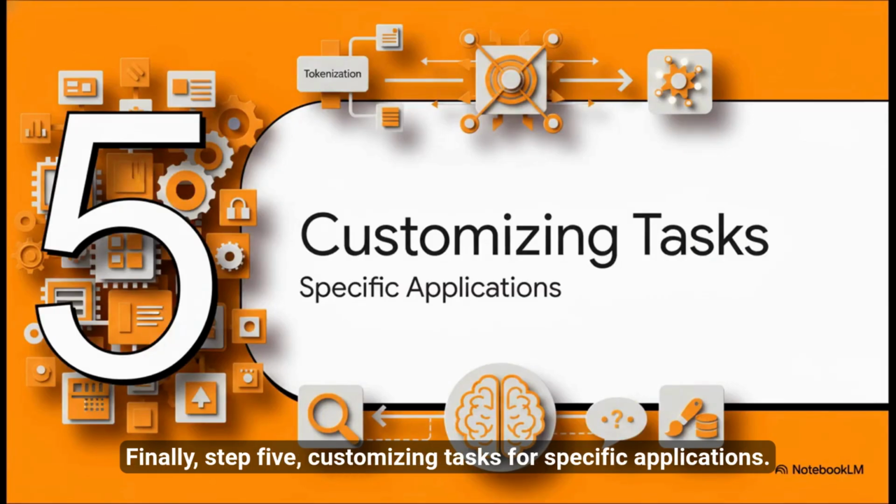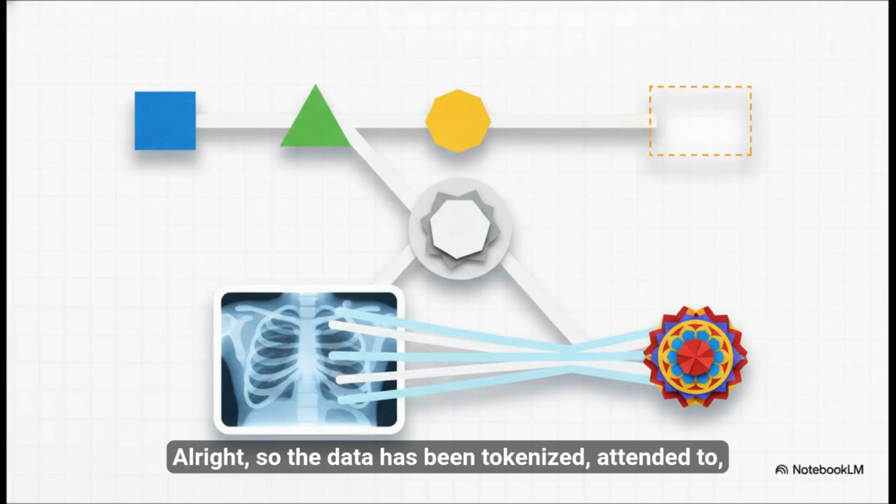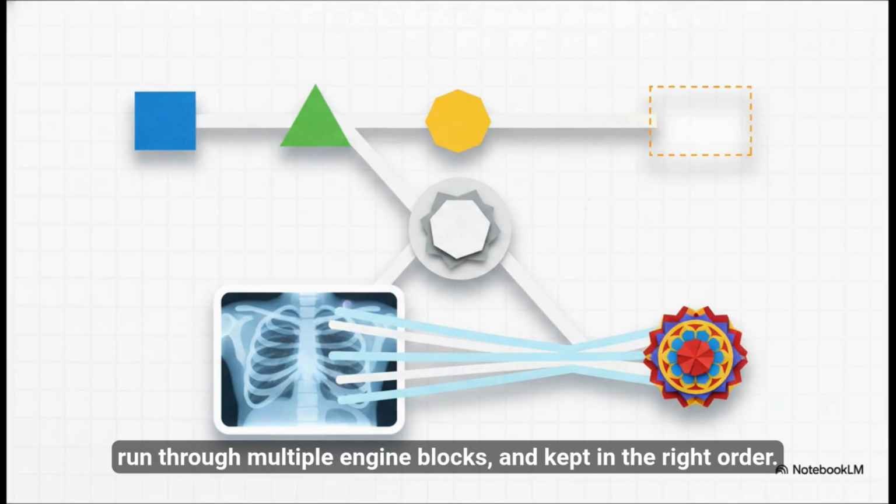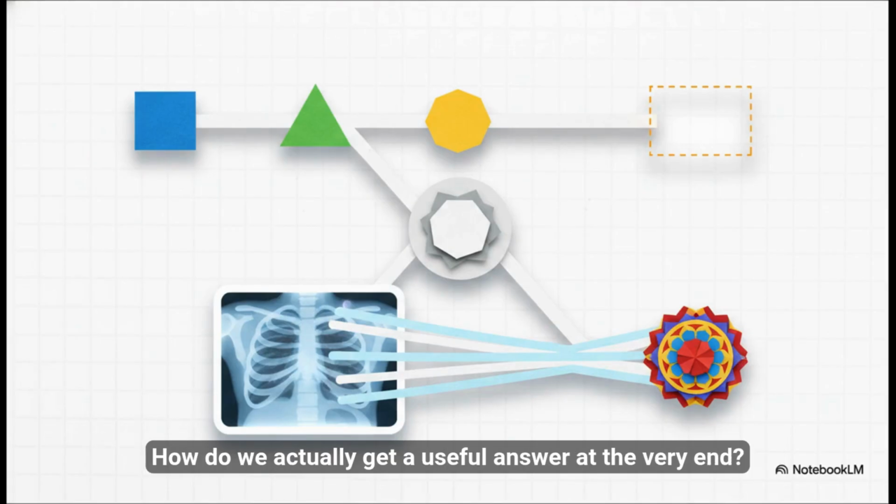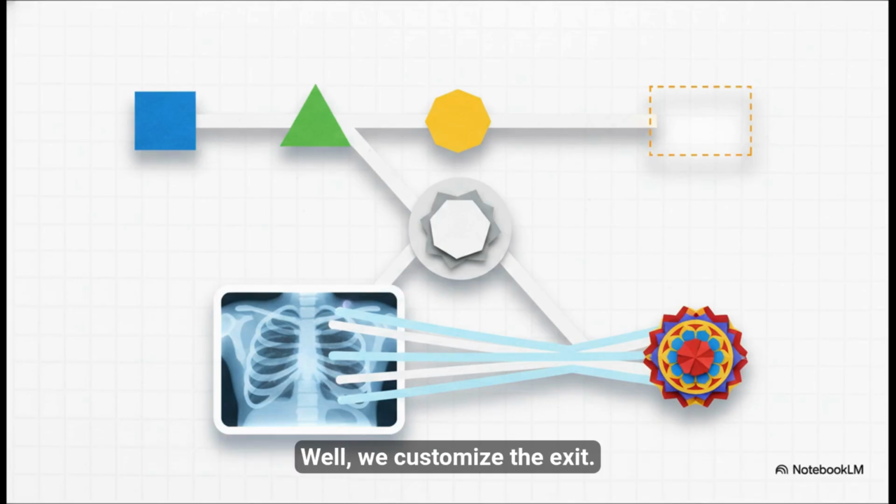Finally, step 5, customizing tasks for specific applications. All right, so the data has been tokenized, attended to, run through multiple engine blocks, and kept in the right order. How do we actually get a useful answer at the very end? Well, we customize the exit.